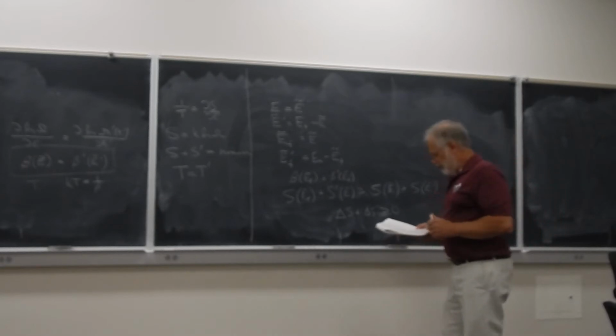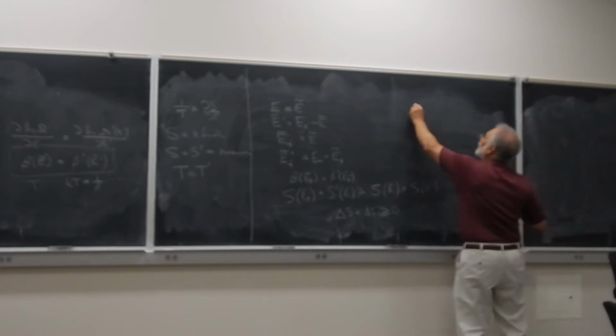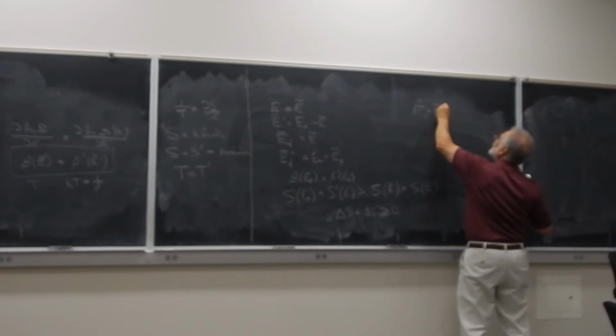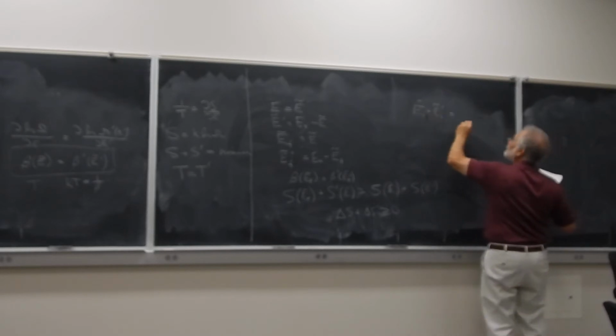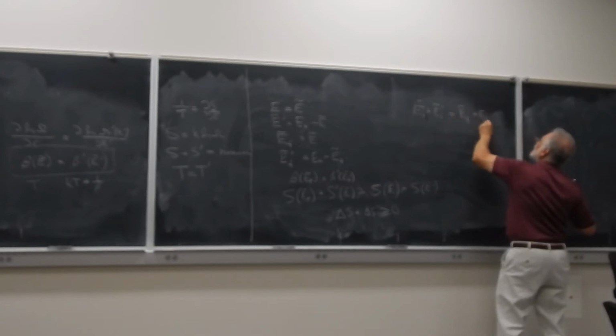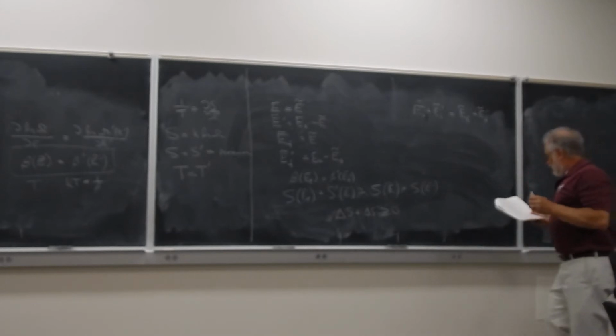Let's take this a little bit further. By conservation of energy, we know that if I were to add the initial energies, the sum of the two energies initially has to be equal to the sum of the two energies at the end of the experiment.